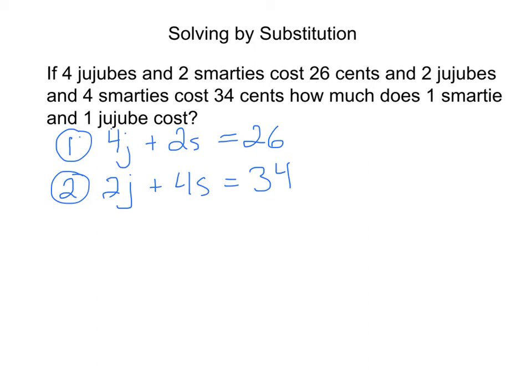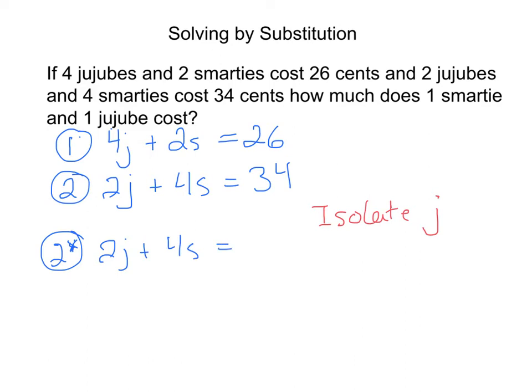So now that I have those two, in order to solve by substitution, I have to actually isolate one of the variables. In this case, I'm going to isolate jujubes from equation 2, and I'm going to call this new equation 2 star. So I'm going to isolate j. All I'm going to do is move everything over and isolate for just one j. So I have 2j plus 4s equals 34.